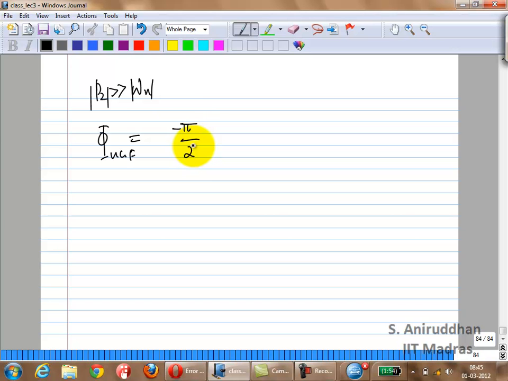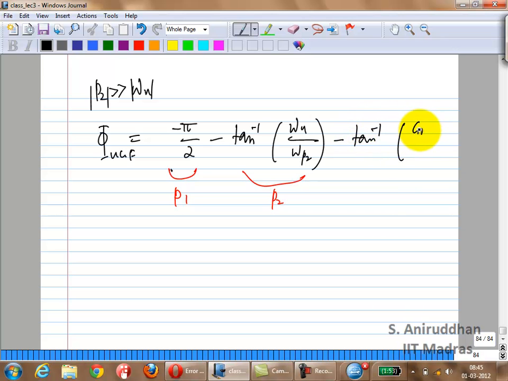You're going to get minus pi by 2 from P1, because P1 is the dominant pole and is very far away, right? Then you're going to get minus tan inverse omega u over omega P2. And this is from the 0.